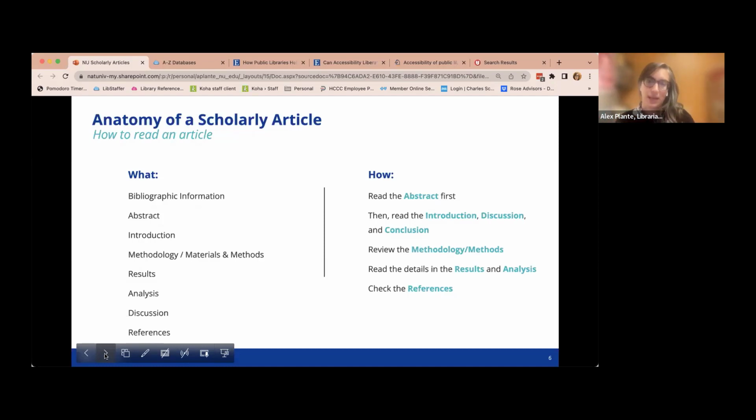It could be called methodology, it could be called materials, it could be called methods, it could be called experiment. There could be a bunch of different ways that it's written, but it's also going to have a section of results. Then there's going to be some analysis of those results, then a discussion, and then a conclusion, which I didn't add here. Actually, I think what I did is I accidentally deleted conclusions and put references. There is both a conclusion and references.